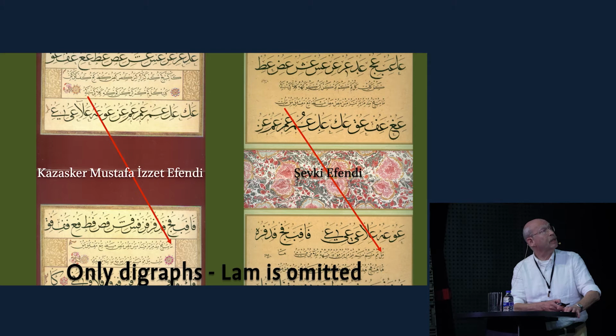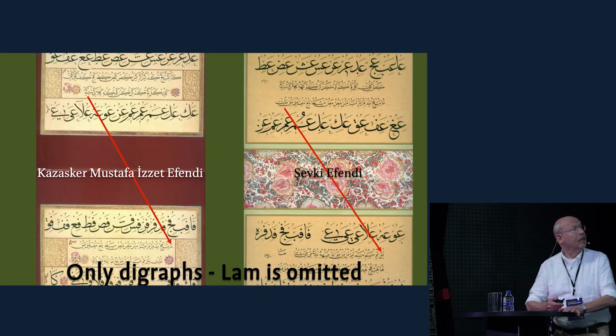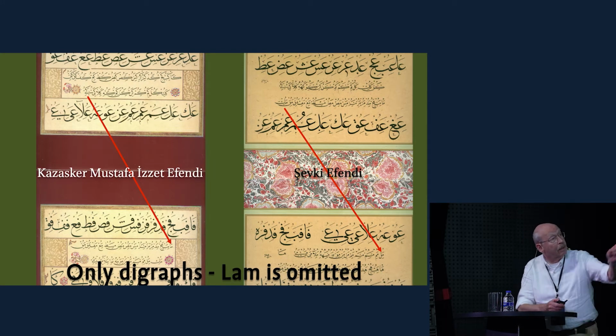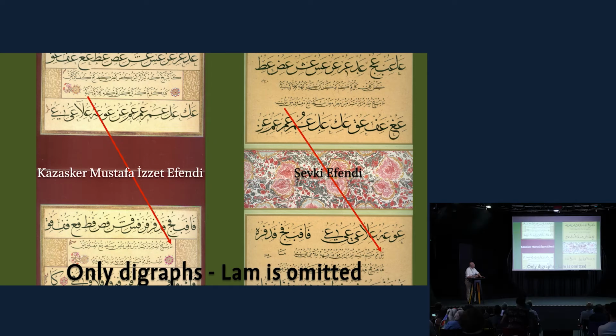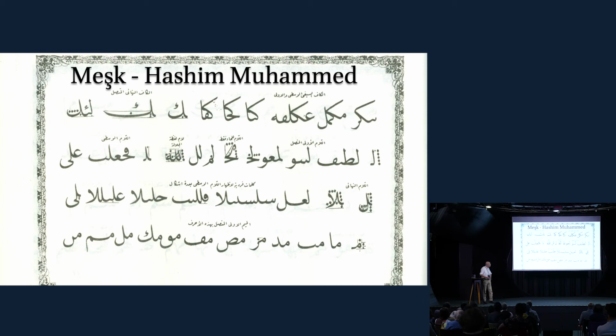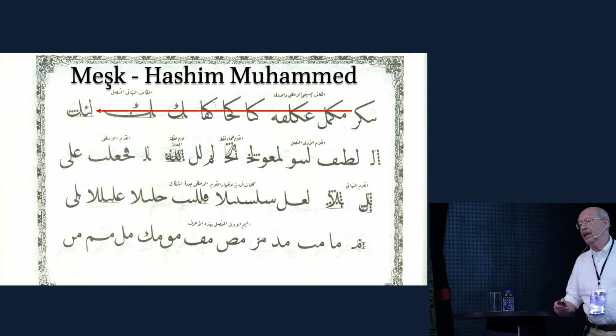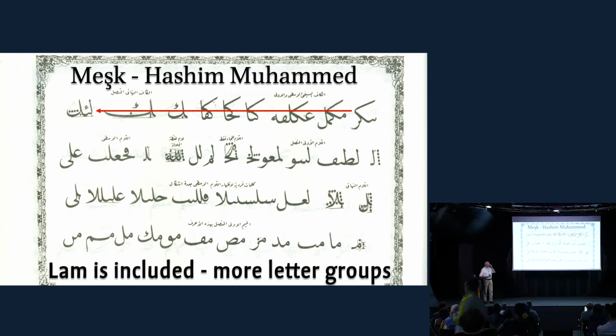So here you have only digraphs. Shauki Effendi, Kazaskar Mustafa Izzet Effendi, they all jump straight from Kaf to Lam. That's just an example of how all kinds of unexpected glitches appear if you go into this subject. Actually, we found the Iraqi calligrapher, Hashim Muhammad, and he starts with Kaf and then continues with Lam.